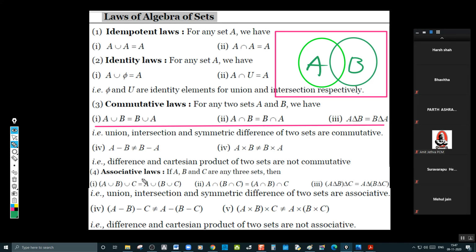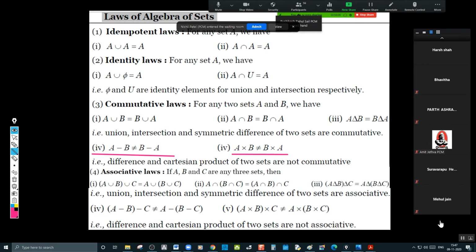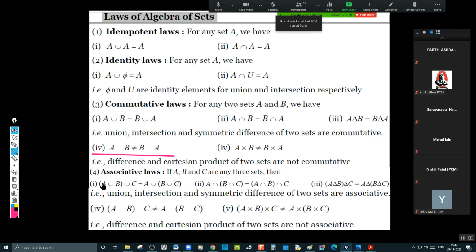Okay. Next, A minus B is of course not equal to B minus A. What does it mean? It is only A and it is only B. How can they be equal? They are not equal. Similarly, A cross B is not equal to B cross A, which is known as the Cartesian product. You will be getting that next, though by mistake it is given here itself. Difference and Cartesian product of two sets are not commutative. That means they are not equal, so we say they are non-commutative.